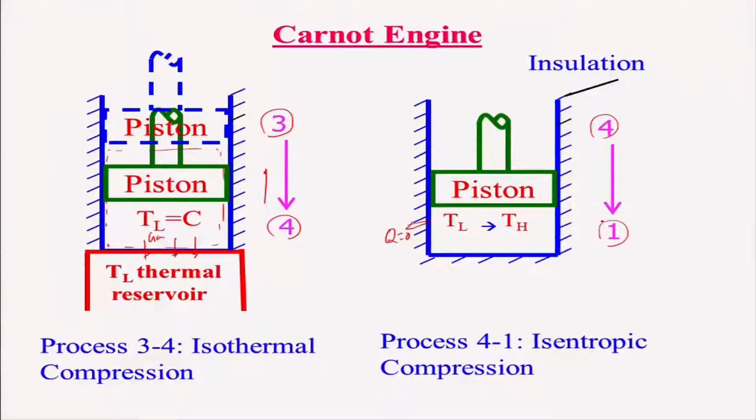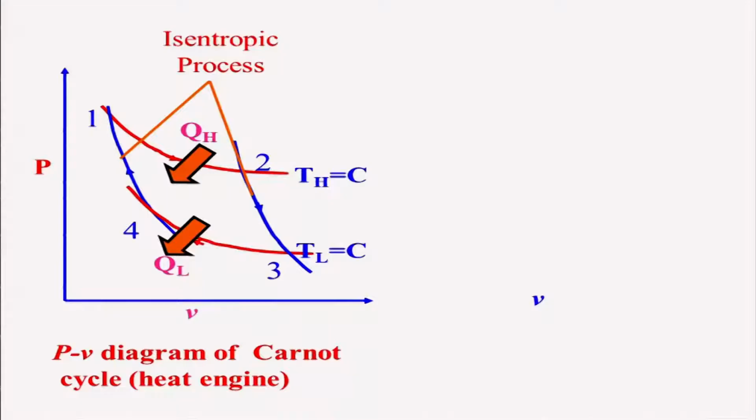That means a total of 4 processes, 2 isothermal, compression and expansion, 2 isentropic, compression and expansion, right. Basically, together isentropic compression and isentropic expansion, there are 2 processes, right. So, if you put that thing in a PV diagram, right.